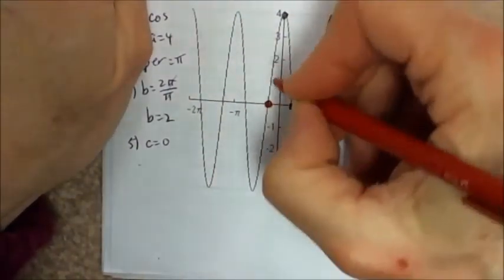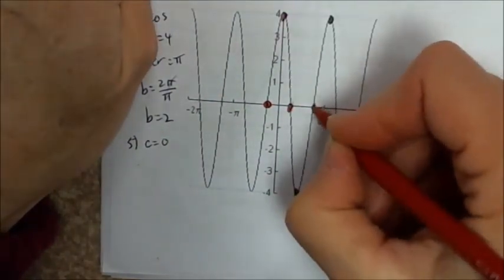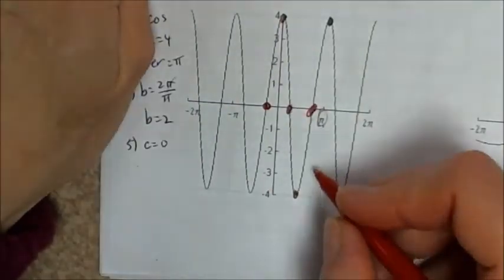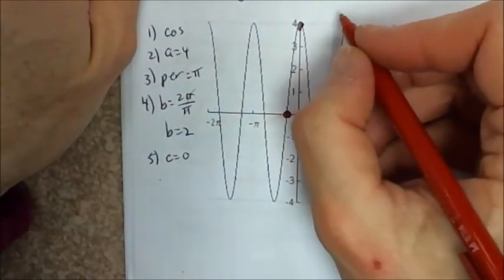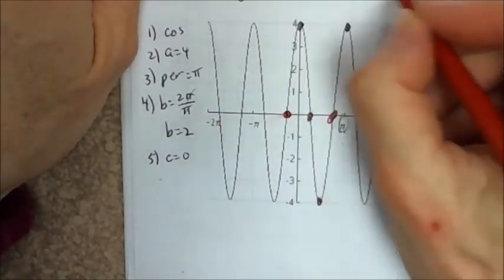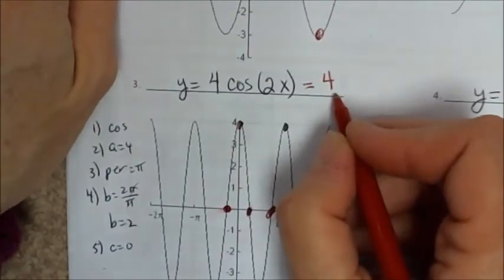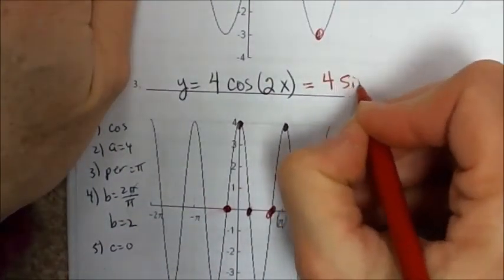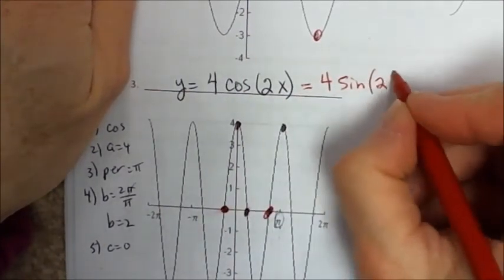Let's start right here on the x-axis and go x-axis, top, x-axis, bottom, x-axis. So we've got the 5 major points. Well, instead of calling this a cosine, we'll call it a sine. So I'll just say this is equal to the same thing. The A stays a 4. The cosine is going to change to a sine. The 2 stays a 2, but watch this.